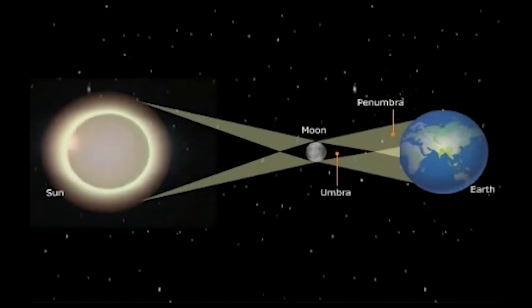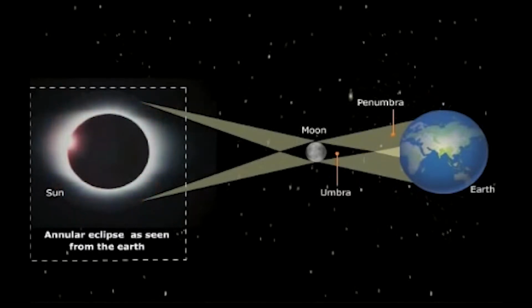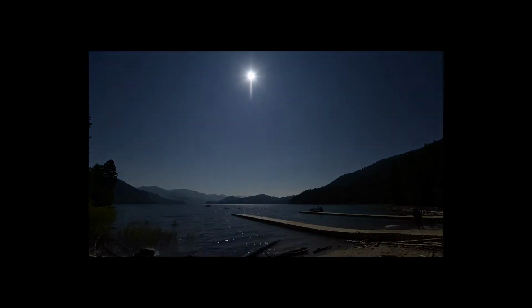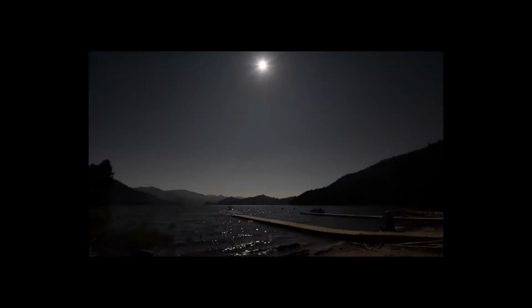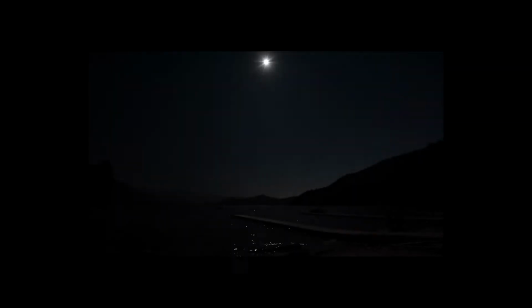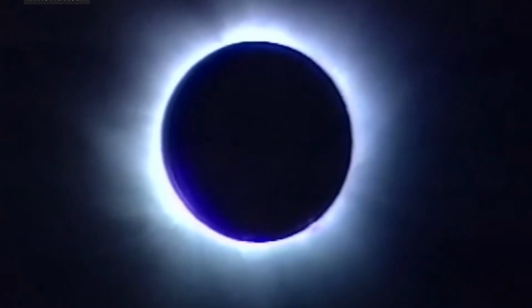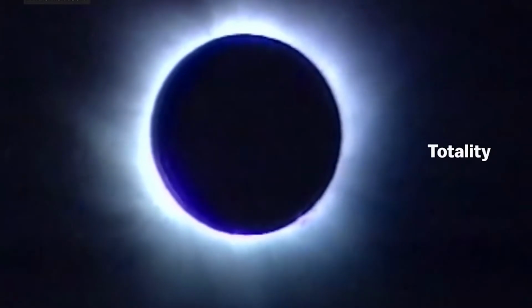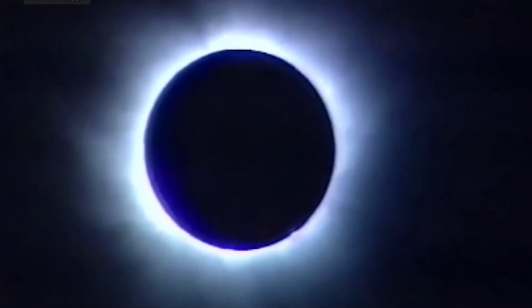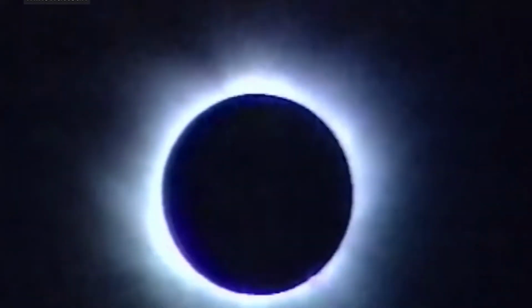People who happen to be in the path of the umbra can see a total blocking of the sun by the moon, or a total solar eclipse. During a total solar eclipse, the air cools and the skies darken. Because the moon's shadow moves quickly across the Earth, the time that the moon completely covers the sun, totality, only lasts a few minutes. During totality, it becomes dark enough to see bright stars and planets.